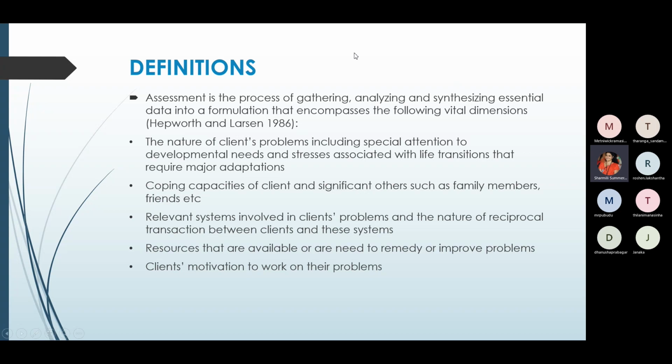Essential data into a formulation that encompasses the following vital dimensions. So according to them, they are gathering the data, analyzing the data, and synthesizing some essential activities which could be used for the treatment purpose or for any management.